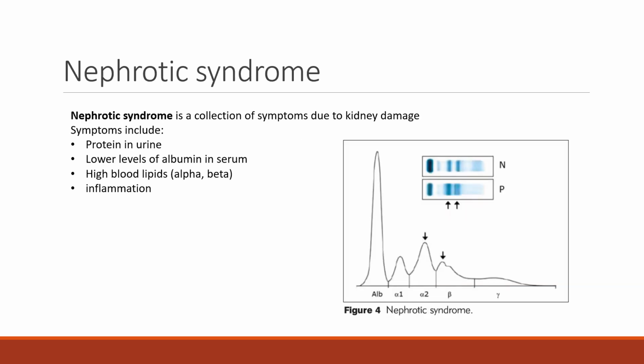Nephrotic syndrome is a collection of symptoms that can be seen due to kidney failure or kidney damage. These are characterized by seeing increased peaks in the alpha 2 region and in the beta globulin region.